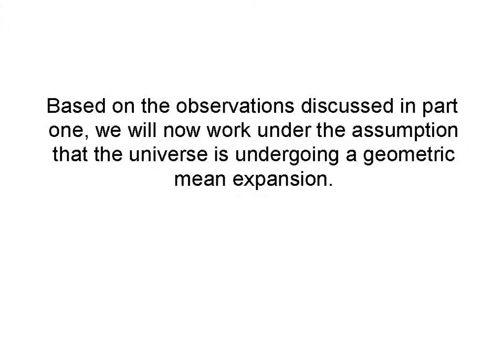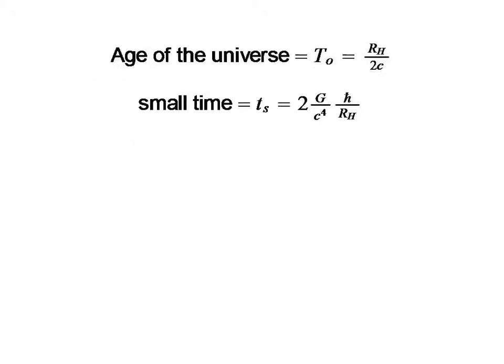Based on the observations discussed in Part 1, we will now work under the assumption that the universe is undergoing a geometric mean expansion. We are going to look at the initial conditions of the universe, the time when expansion started. The age of the universe, T sub O, is given as R sub H divided by 2C. This is the inverse of our value for the Hubble constant. We calculated earlier that small time, T sub S, is given by this equation here.